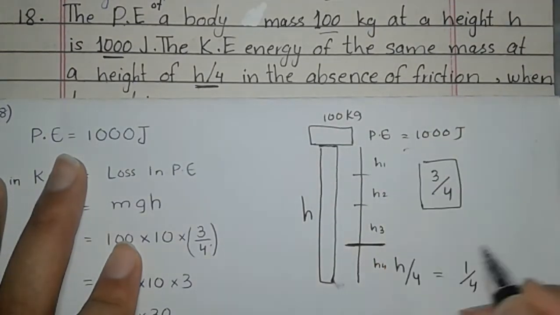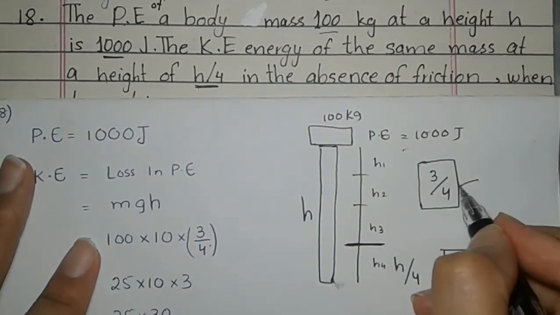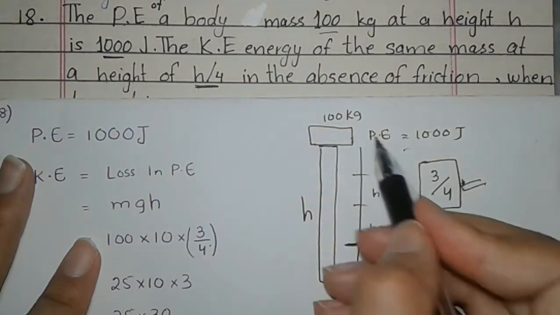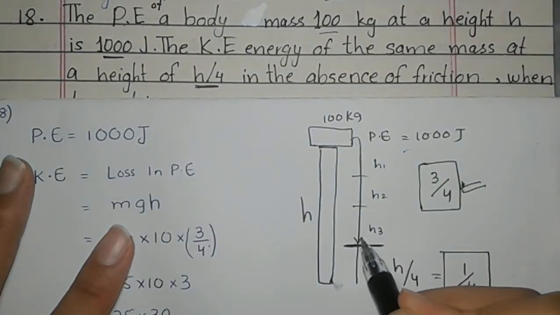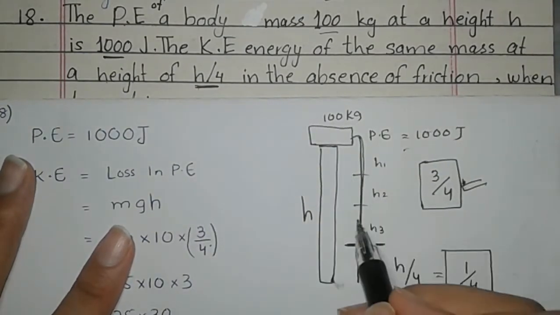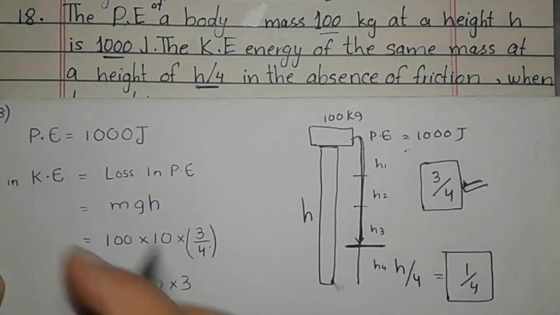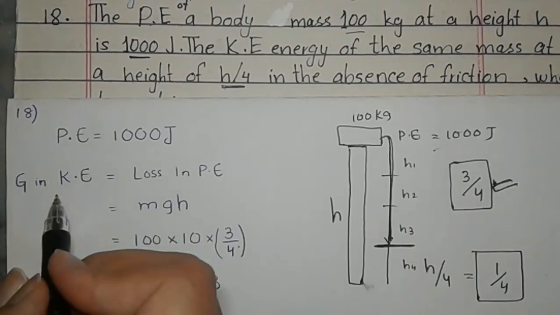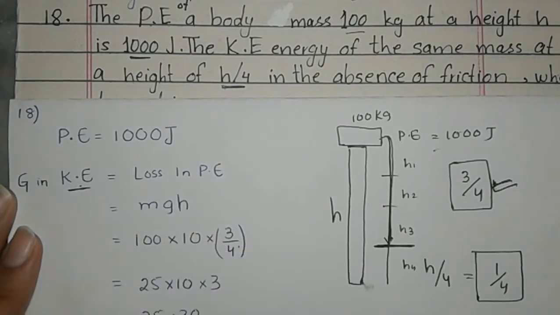So what we have to do is we have to put this height in the formula, because when the potential energy is converted into kinetic energy, the body has to cover this height. The body has to cover this height to convert the potential energy into kinetic energy when coming down, okay. So we have to put this height in the formula. Now see here, potential energy is 1000 joule, and we know that gain in kinetic energy is equal to loss in potential energy.